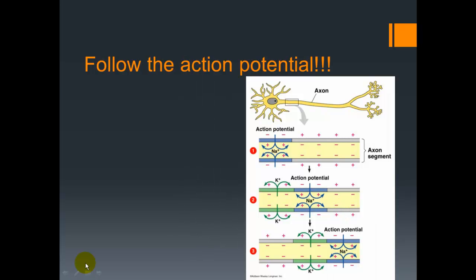We will look at this in class, but we should have an idea of what we're looking for as we move down the length of the neuron. So sodium entering is always going to lead the impulse. Right behind it, potassium exiting. So this is the depolarizing, this is the repolarizing right behind it.